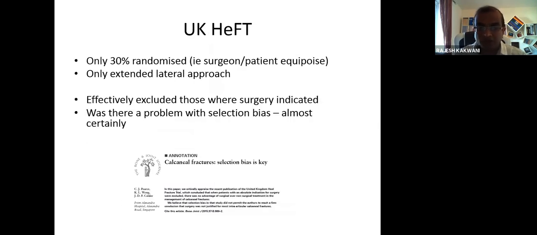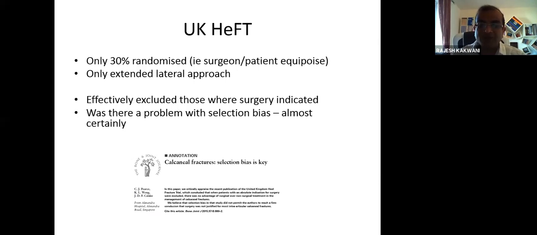Now, if we look into the UK HEAL trial and we critically appraise it, we find that only 30% of the patients who were eligible for the trial were recruited, which causes a lot of selection bias, i.e. if I felt that this patient would benefit from surgery, I would not recruit him for the trial. In the ones where I'm confused that they would not do well either way, then they would be recruited to the trial. But that's my personal opinion.